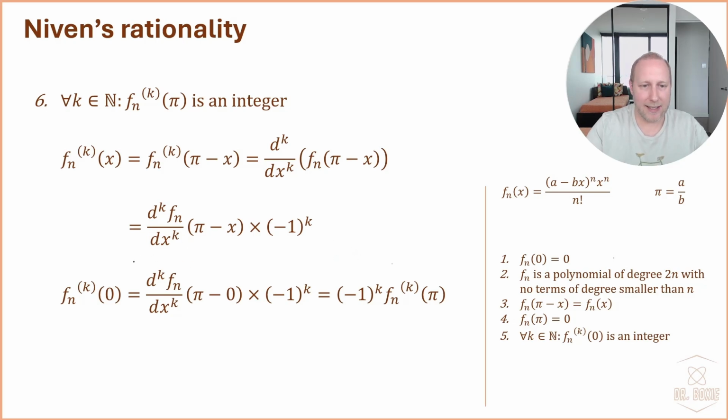And now the left-hand side of this equality is an integer by property 5. And so what we find is that what we want to show, namely the kth derivative of fn at pi, multiplied with minus 1 to some power, is an integer. But if something multiplied with minus 1 to some power is an integer, it itself is an integer as well. And so we have that the kth derivative of fn at pi is also an integer.